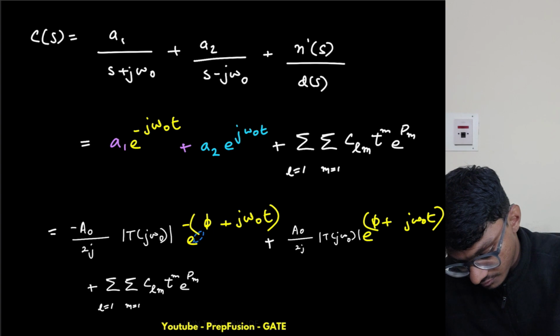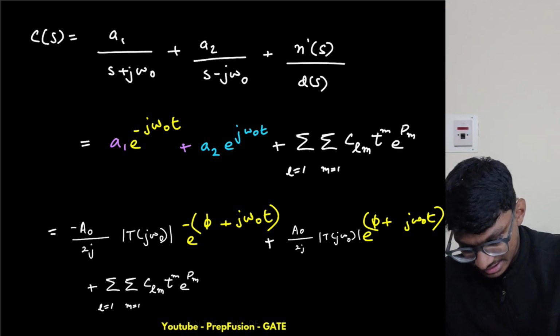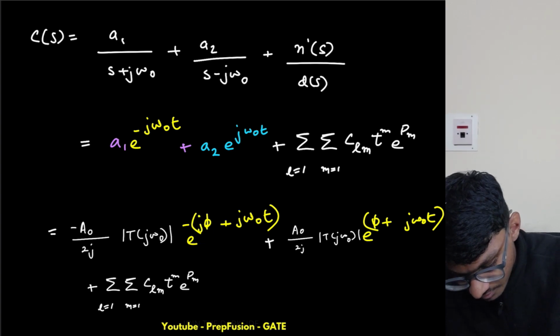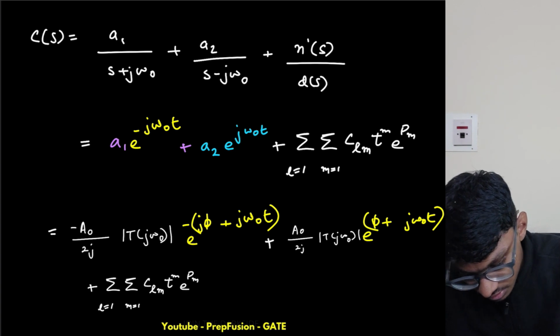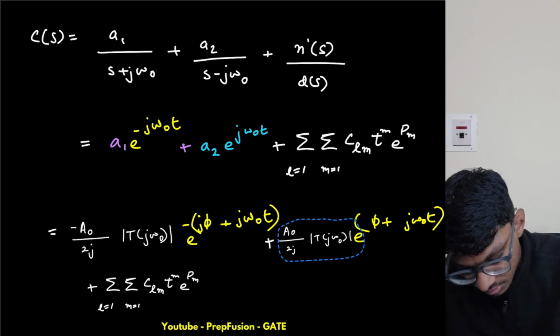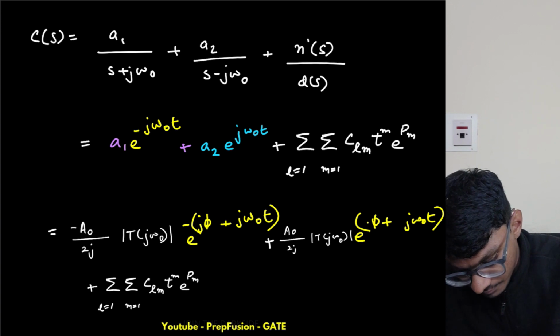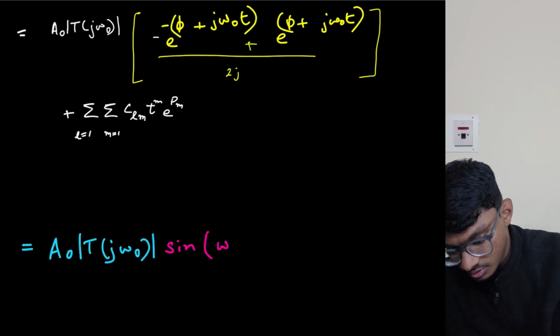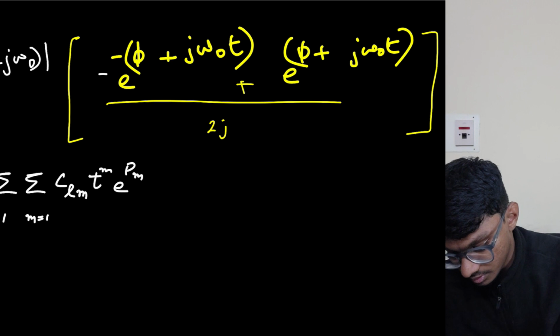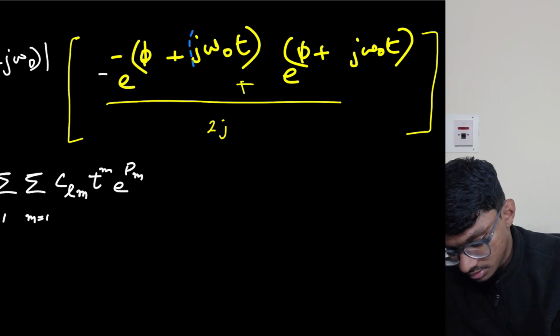I know you were screaming, where is the j, sir, where is the j? J is here only, don't worry, it will come. Okay, this is j. So what I will do is take the j also common here, right?